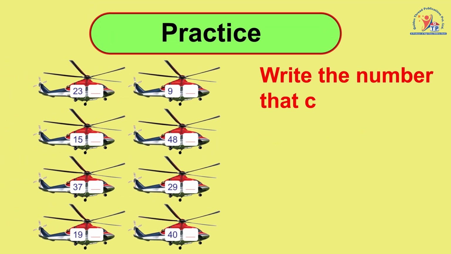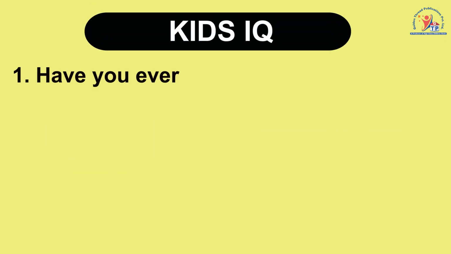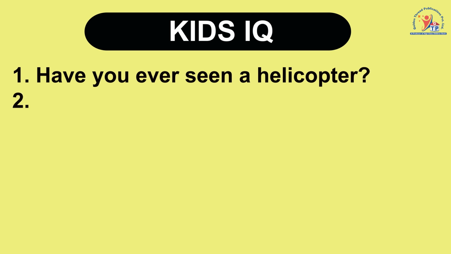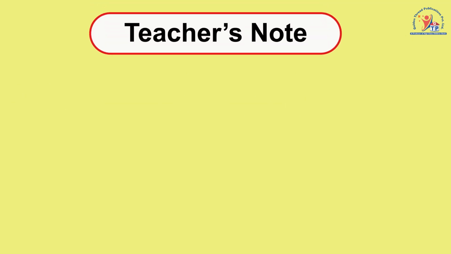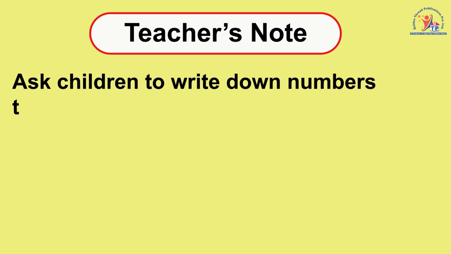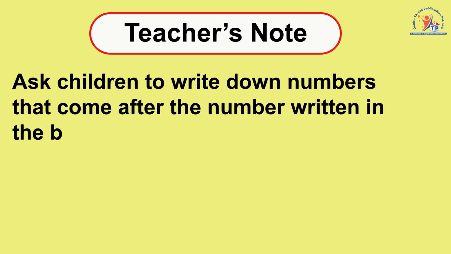Practice. Write the number that comes just after. Kids IQ. 1. Have you ever seen a helicopter? 2. Where does a helicopter fly? Teacher's note: ask children to write down numbers that come after the number written in the box.